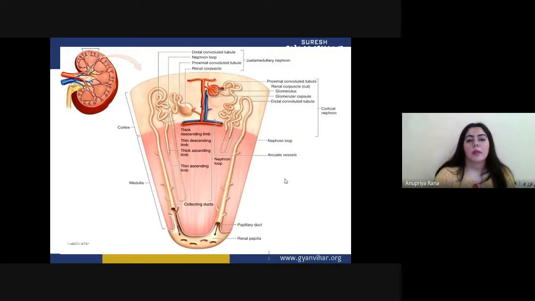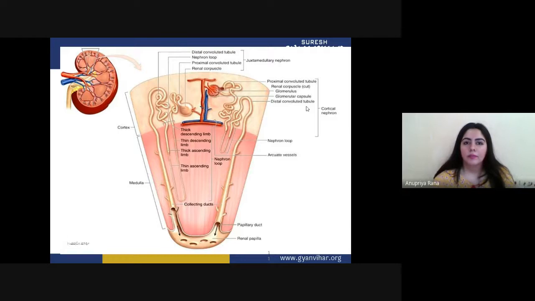Also, you can see in the diagram here, distal convoluted tubules. This is a nephron loop. That's this loop. Proximal convoluted tubules, renal cortex. This whole thing, combined, will be known as a juxtamedullary nephron. So with all these structural analyses and functions, they are named a juxtamedullary nephron. These are the proximal convoluted tubules, renal corpuscle, glomerulus, capsule, distal convoluted tubules. So these make up the cortical nephron.